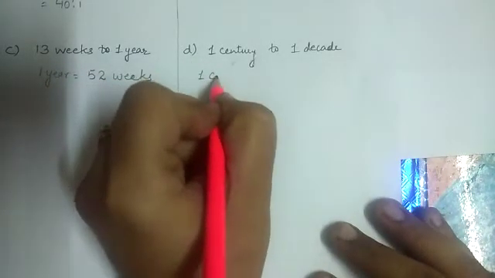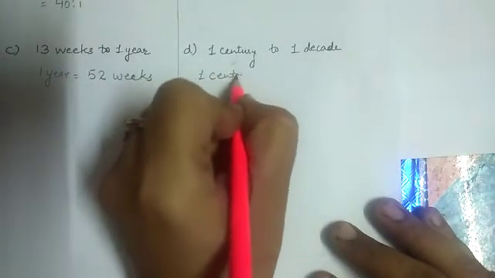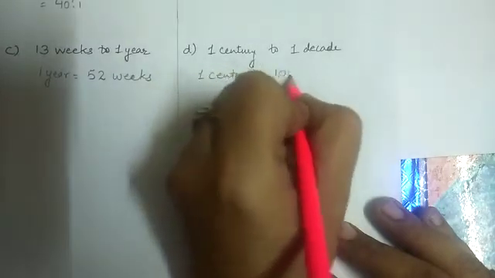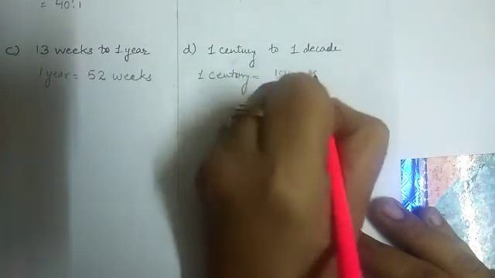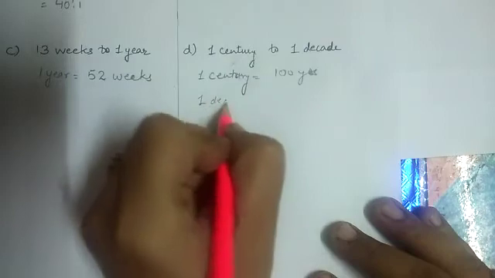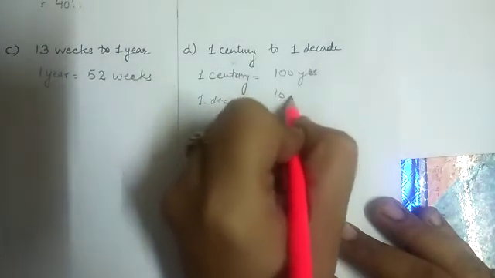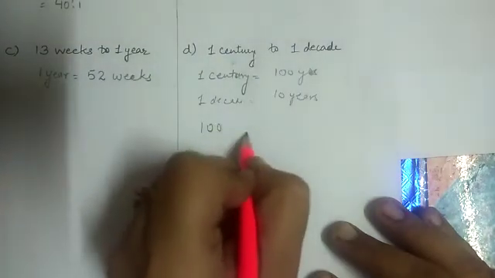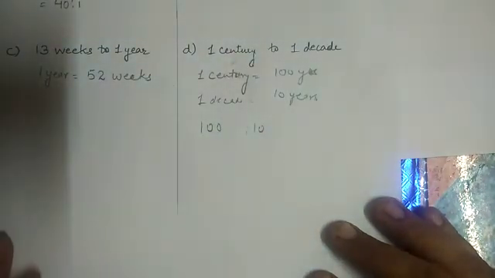Same here, in 1 century there are 100 years, and 1 decade has 10 years. The remaining part I think you can solve, 100 years to 10 years, and now we can find the ratio easily.